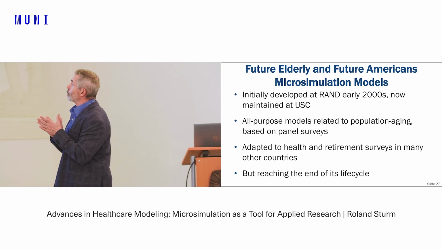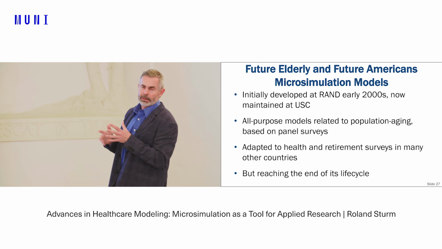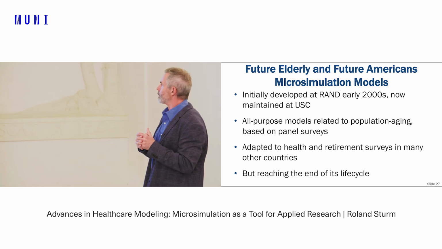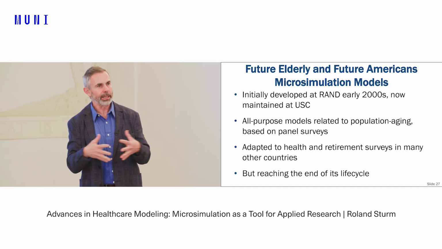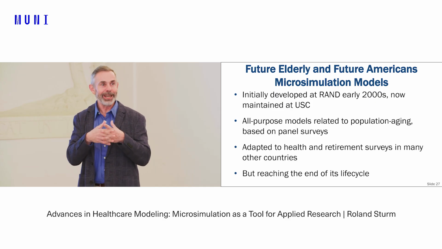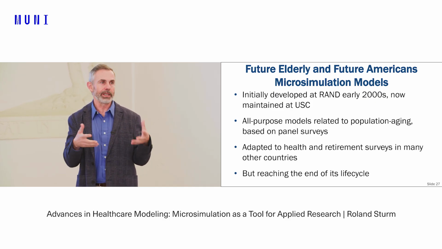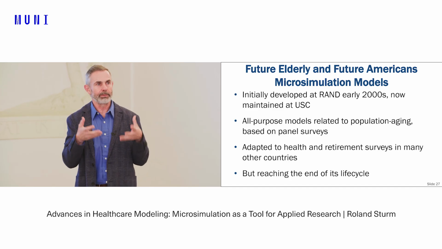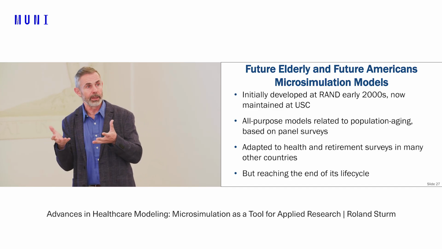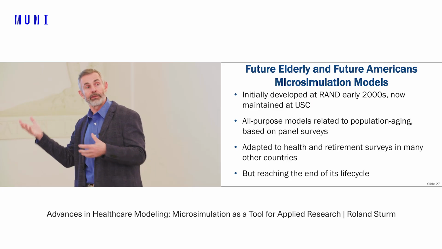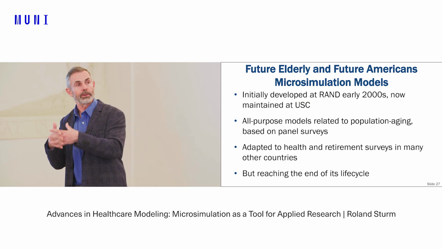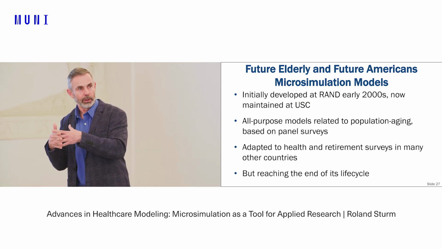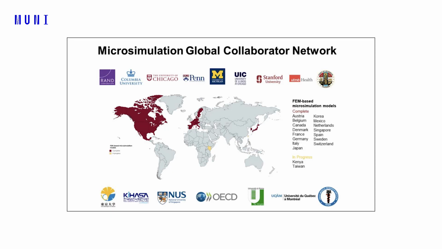Here are the Future Elderly and Future American models, which were developed at RAND 20-some years ago. That's related to population aging based on panel surveys. And here in Europe, you're right in the center of Europe, you have SHARE, which is an aging survey across a whole bunch of countries that looks at people 50 plus and follows them over time. That can feed into simulation models that hopefully give useful information to governments on what to plan for in the next 10, 20 years.